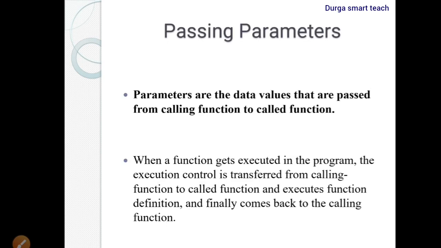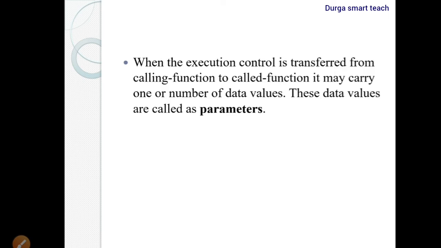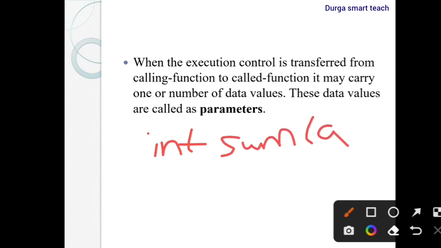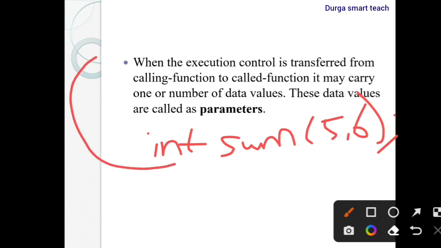I hope it is clear. Passing parameters: normally first I define int sum, then I call sum(5, 6). Here I am passing parameters and calling sum. Whenever the function is called, it goes to the function definition.